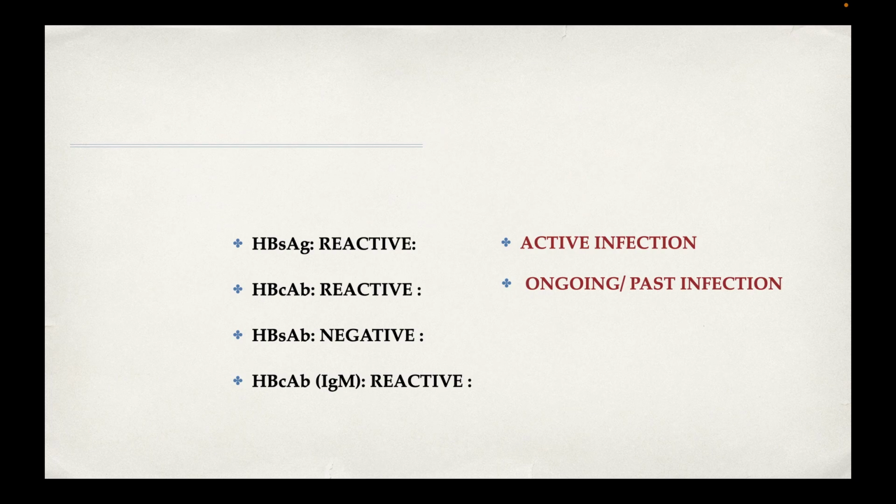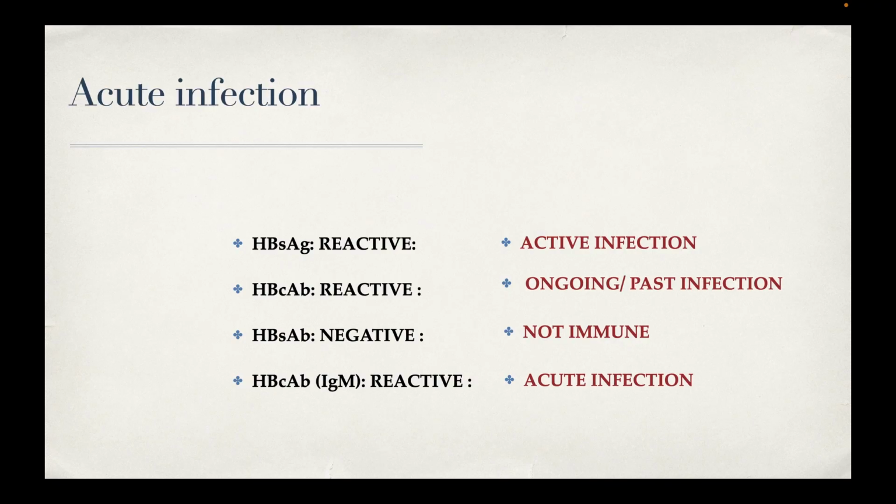But the patient is not having any hepatitis B surface antibody, and so the patient is not immune. Yet the patient is having hepatitis B core antibody to immunoglobulin M. So what it means is that the patient is having an acute infection. Remember, we said immunoglobulin M is a marker of acute or recent infection. And so this patient, we can say, is having acute hepatitis B infection.